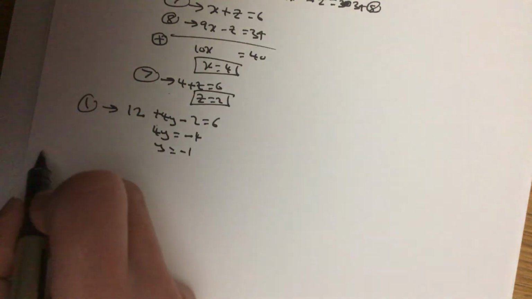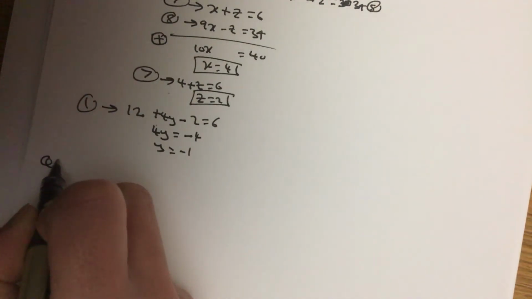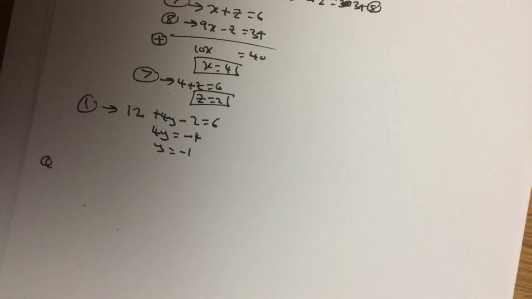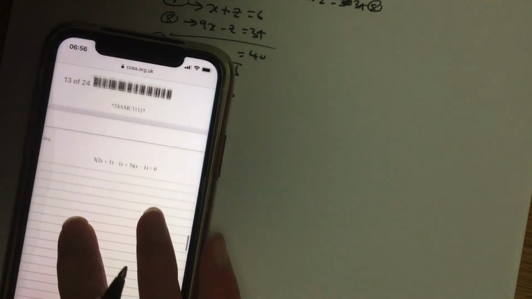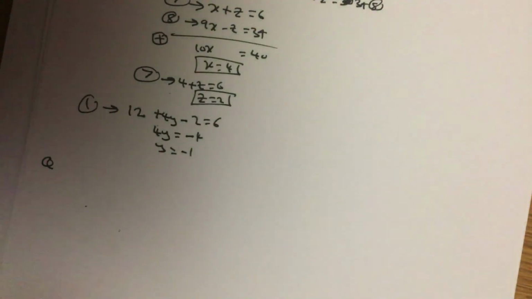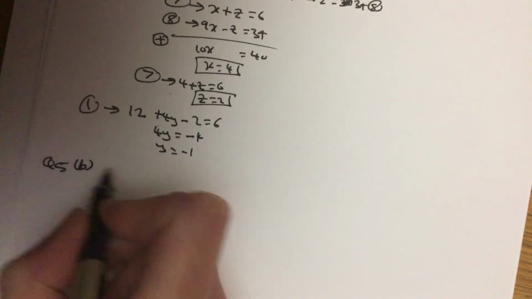Now also from that paper we have question 3b, so we'll just scroll down and see if I can find this one. It's an inequality one. Oh, there it is. So it was question 5b. So solve. So I'll just write that out. So question 5b.